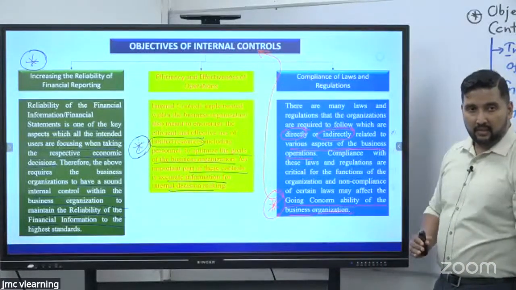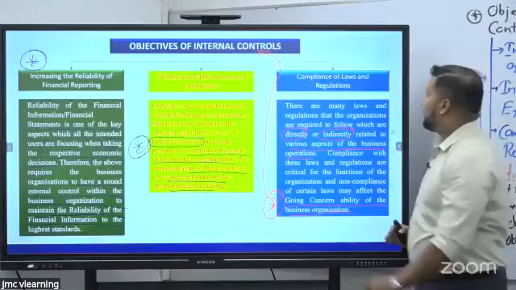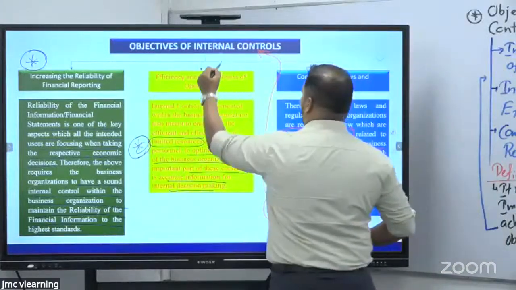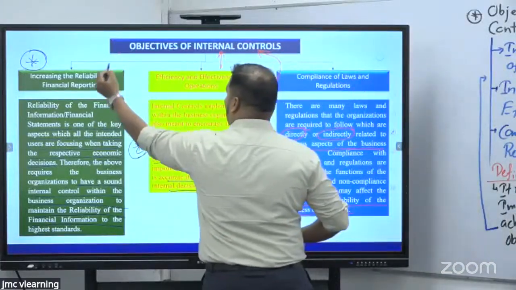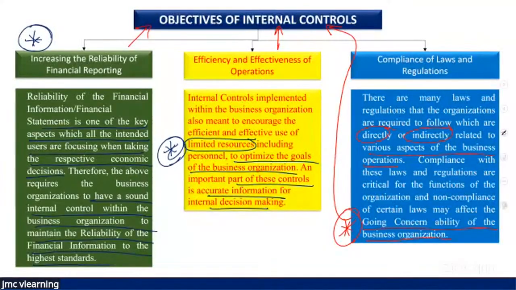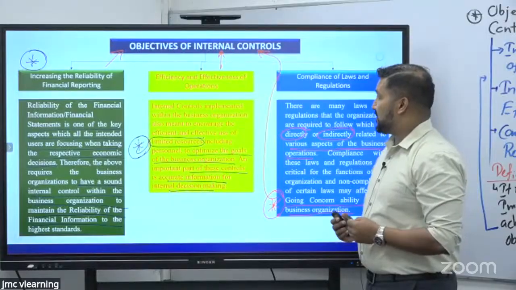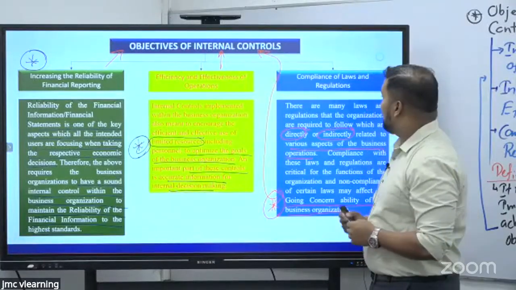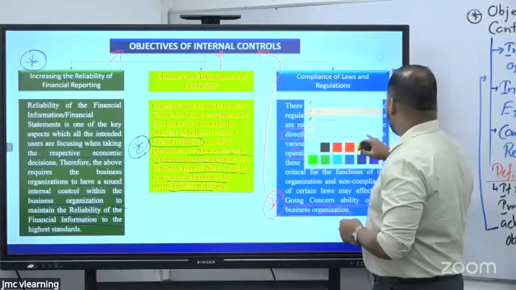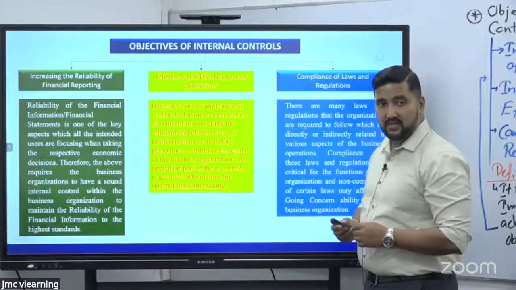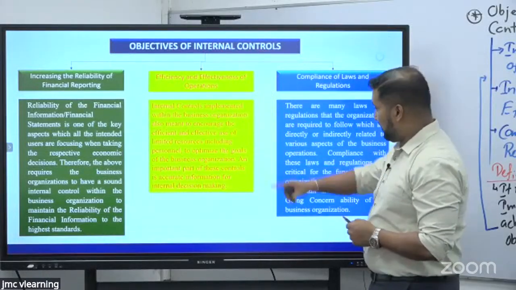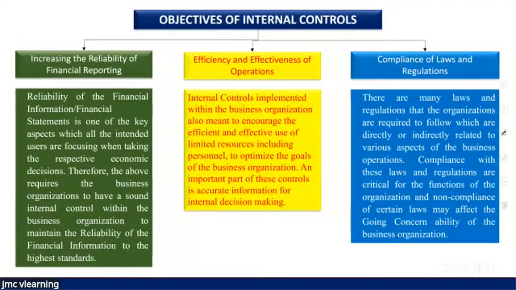Clear? Right, so from a broader perspective, there are 3 objectives of internal controls. The first one is increasing the reliability of financial reporting. The second one is increasing the efficiency and effectiveness of operations. Number 3 is compliance with laws and regulations. Clear? Right, so I'll take this to the full picture so that you can take a picture of that.